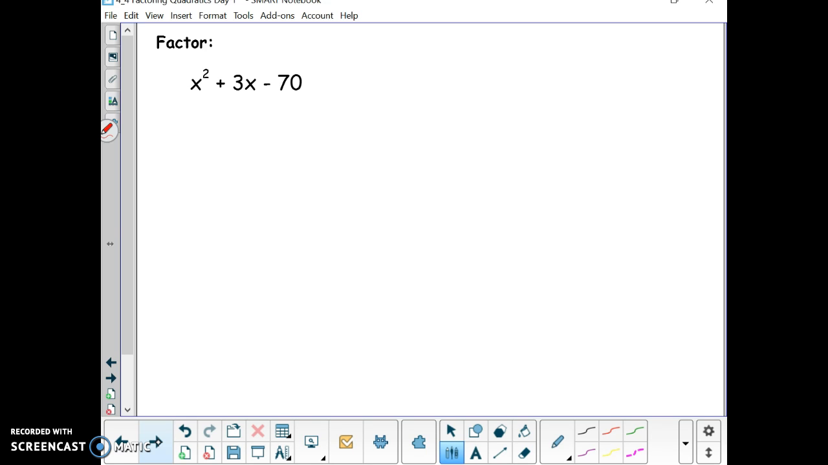All right, so it's starting to get a little bigger number. When the number at the end is bigger, it gets slightly more difficult. It's negative again, so we're going to have 1 negative and 1 positive number in our list here. And we need them to add to the +3. So the positive number has to be the bigger number.